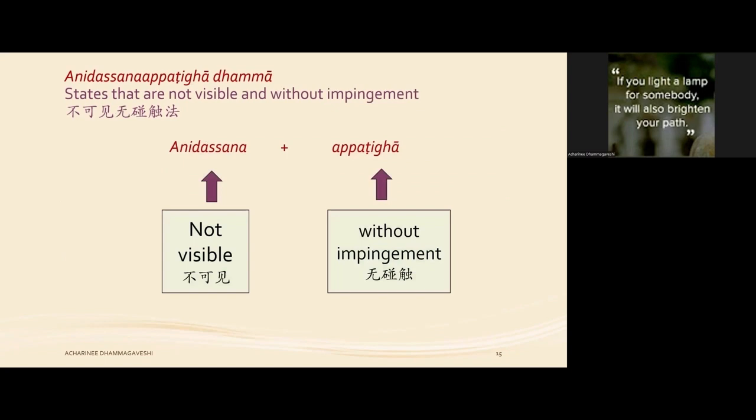We now come to the final term, Anidassanaappaṭighā Dhamma, states that are not visible and without impingement. So again, to get the meaning, we split the first word Anidassanaappaṭighā into two. Anidassana means not visible. Appaṭighā means without impingement.